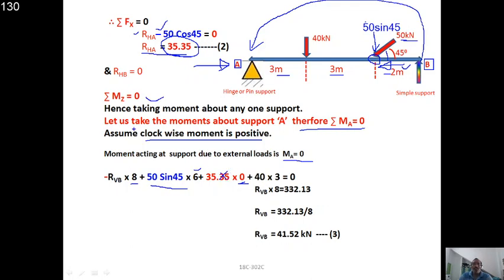Plus 40 into 3. This is a vertical load, hence clockwise, and clockwise is assumed positive. So all loads are considered. Now negative terms on one side and positive terms on the other side, then you get RVB into 8 equals 332.13. Solving it, you get RVB as 41.52 kilonewtons. So now you know the RVB value and the RHA value. RHB is 0 because it is a simple support.